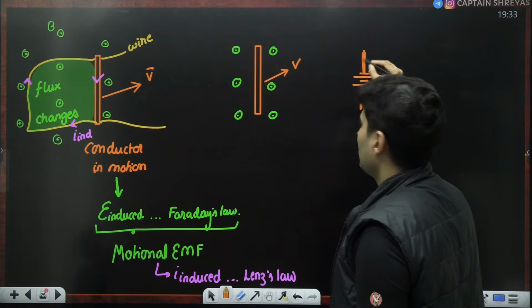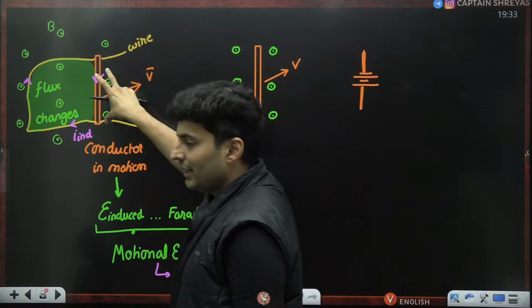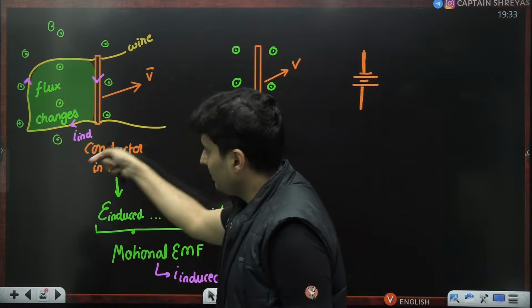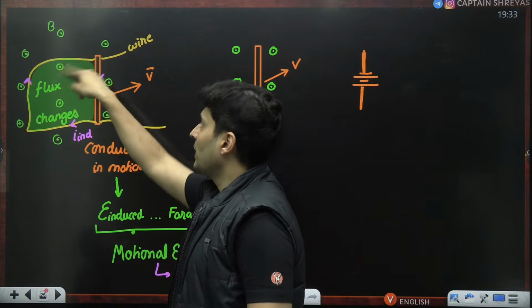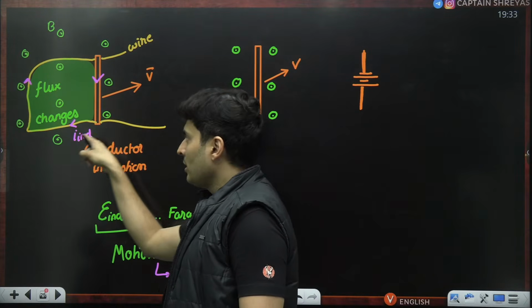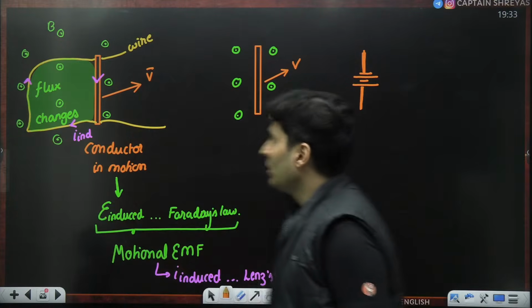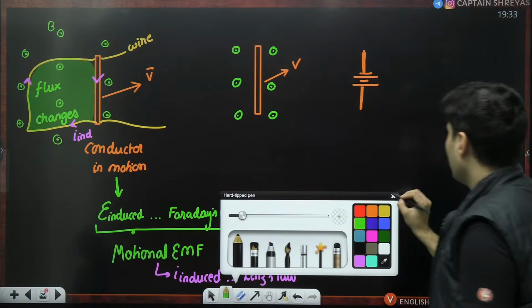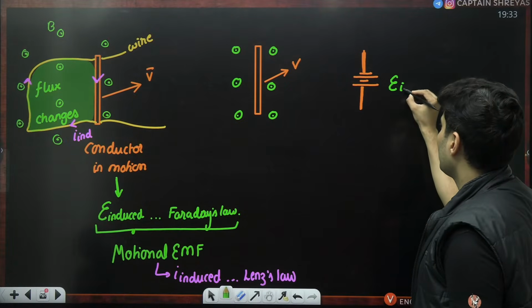Reason: if this battery were to be connected in this circuit, it will supply the current clockwise. So positive is here, negative terminal is here where the current enters in, positive terminal the current comes out. So the moving rod behaves like a battery with this particular induced EMF.